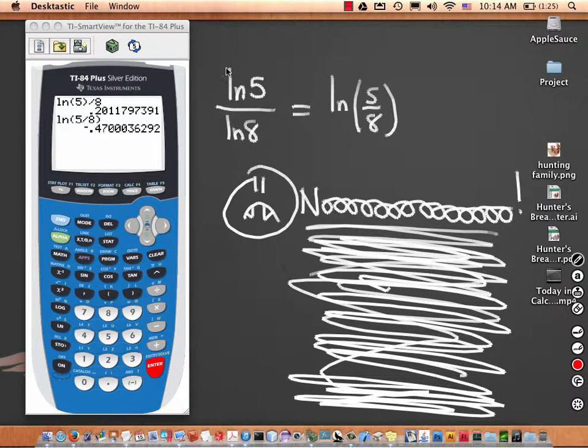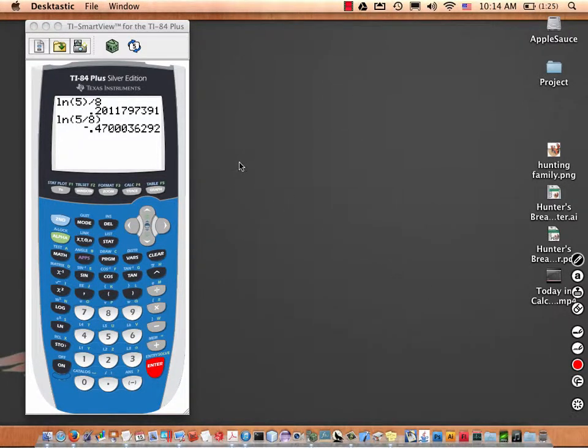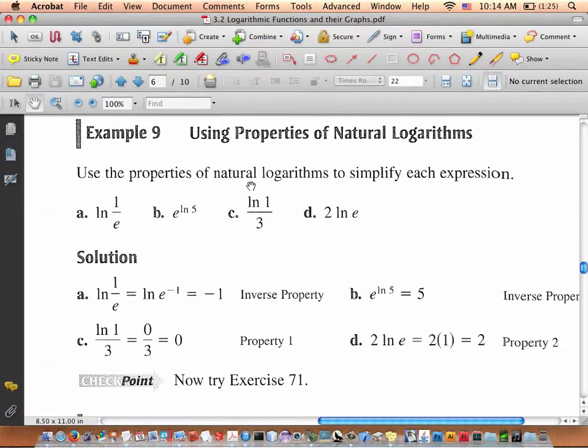You've got to avoid that temptation. You can't take a natural logarithm in a numerator divided by a natural logarithm in the denominator and say that it's the natural logarithm of the two. You've got to learn how to avoid that like the plague. Just avoid it. Say no to drugs, say no to that. So you just find the natural logarithm of 5 and then the natural logarithm of 8, and then you divide the two.